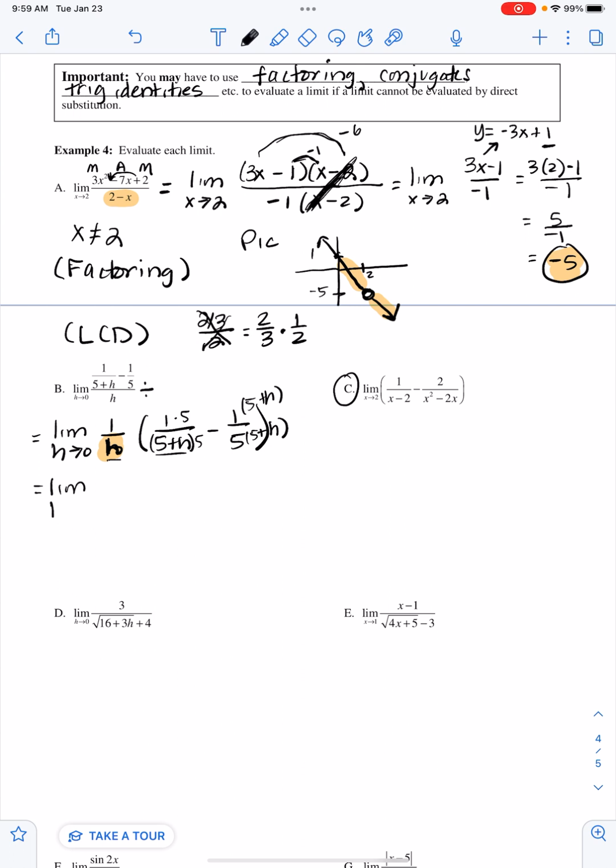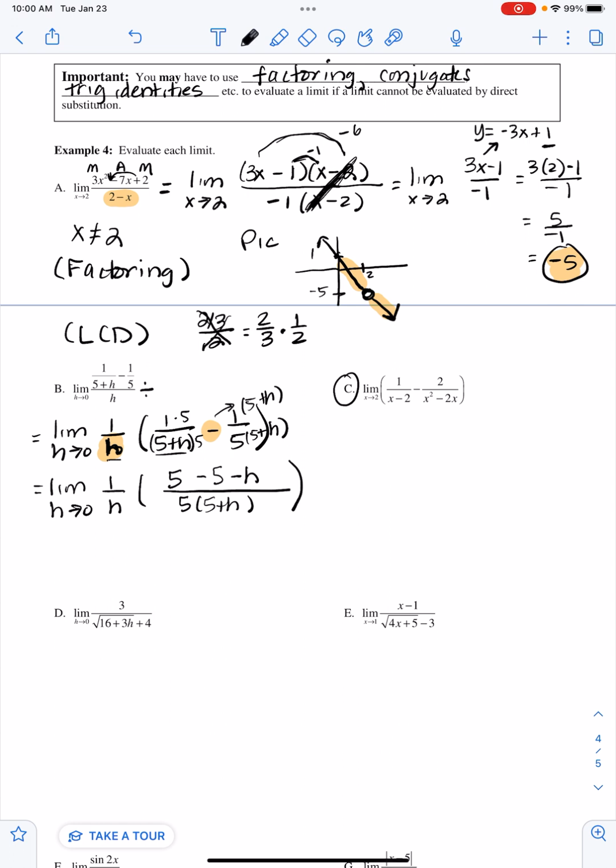So we have the limit as h goes to 0. We have 1 over h. Our common denominator is 5 times 5 plus h. So you can multiply that out if you want to, but really there's no need. In the numerator, we have 1 times 5. And then be really, really careful with this. Remember, the minus sign needs to go through the entire numerator. So we know multiplying by 1 is no big deal, okay, but we definitely want to distribute that negative sign. So you're going to have a -5 and a negative h.